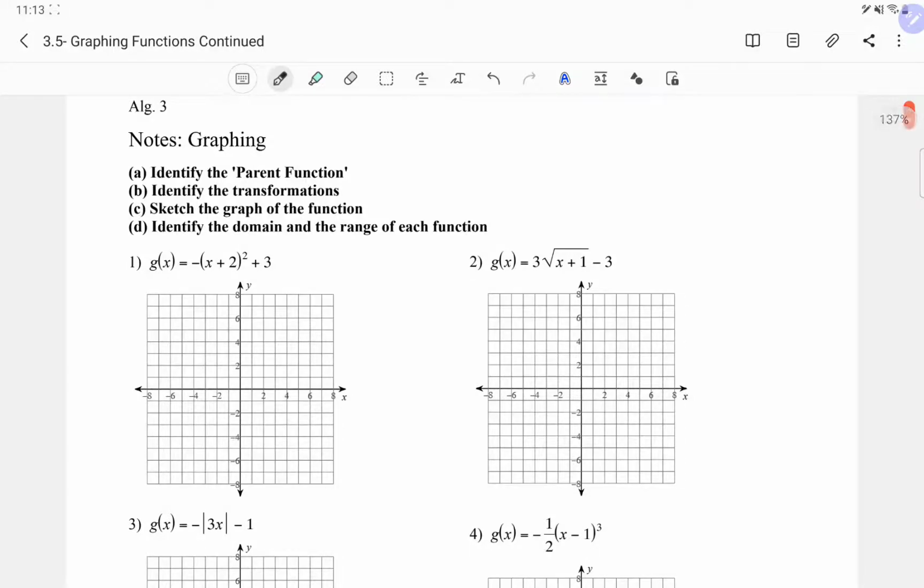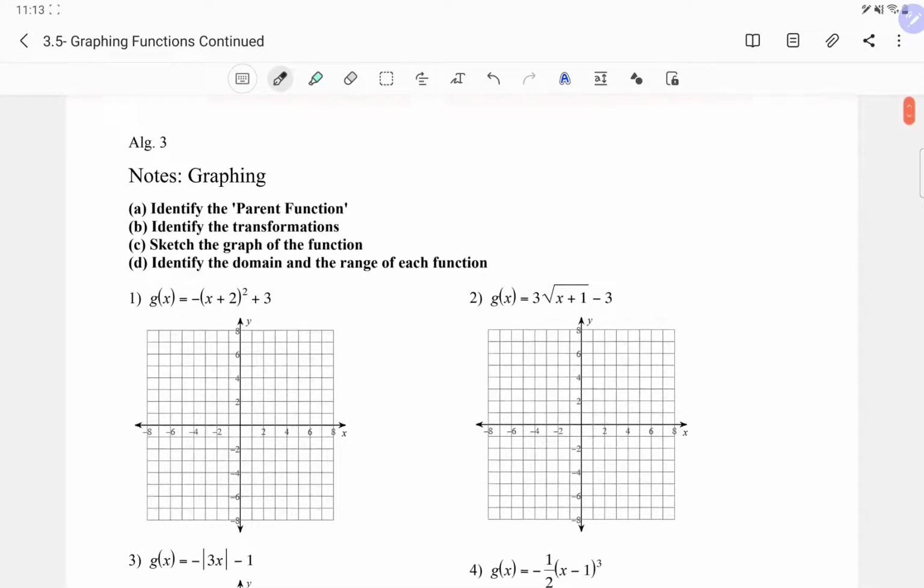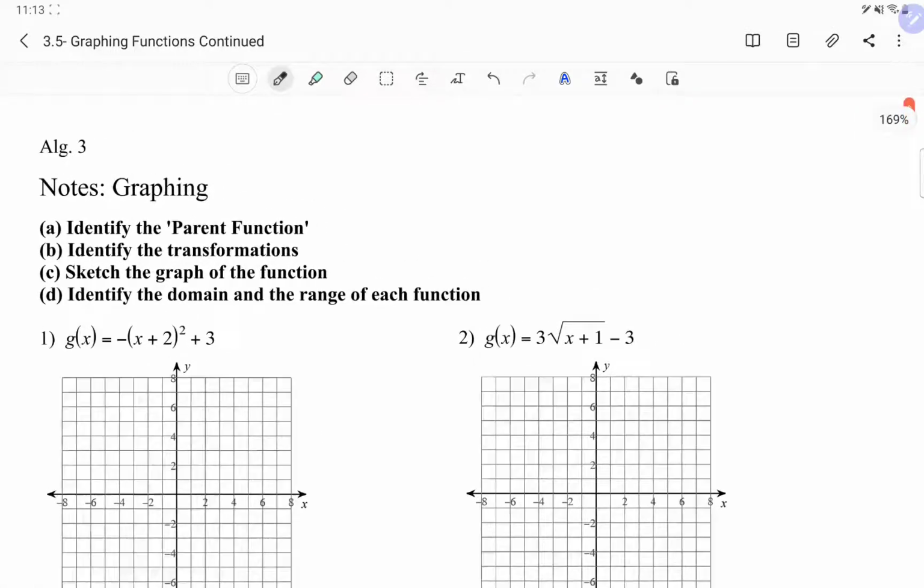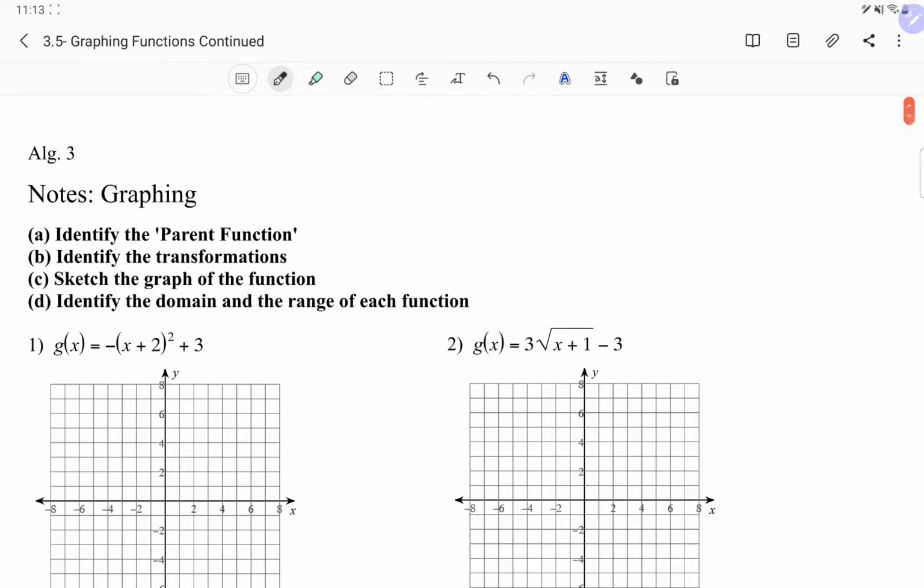All right, so in this section, we're going to be continuing talking about how to graph functions. Recall that in the last notes, we talked about what the transformations did. So let's go ahead and refresh ourselves really quickly on that. Remember that we have a horizontal shift if we are adding it to the x.